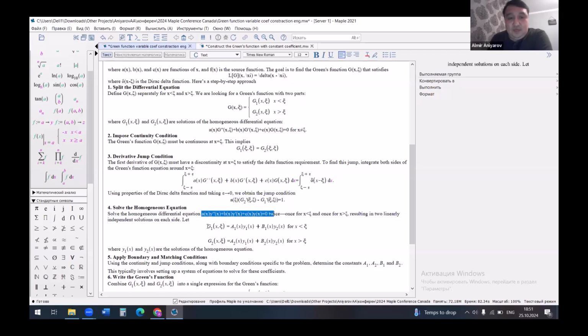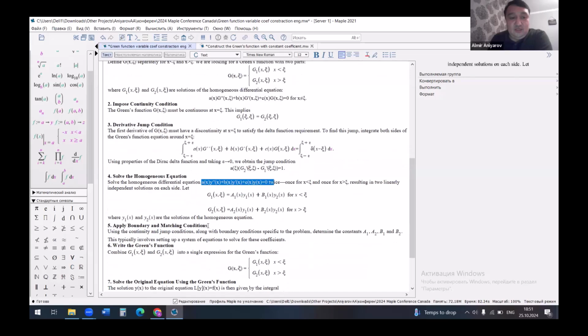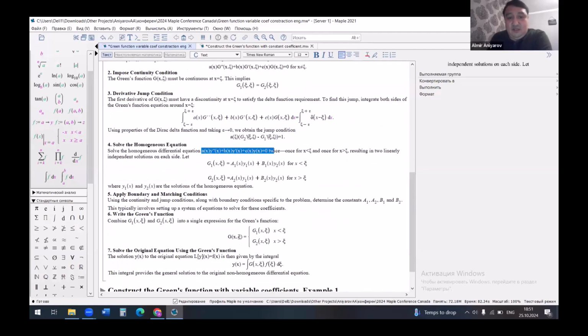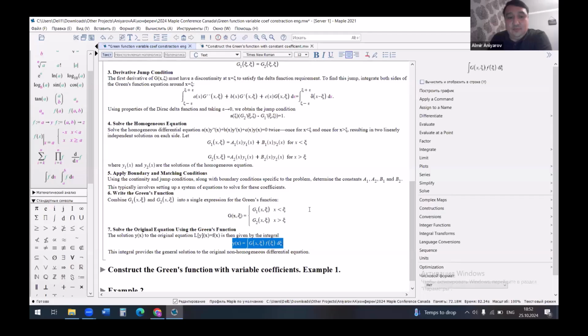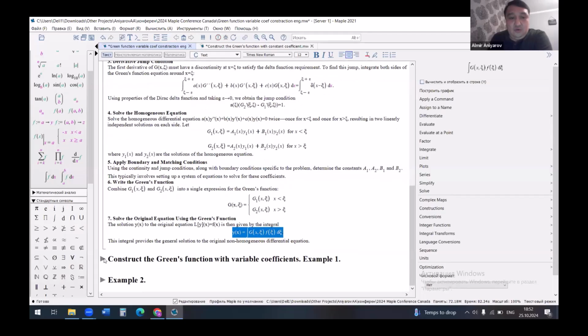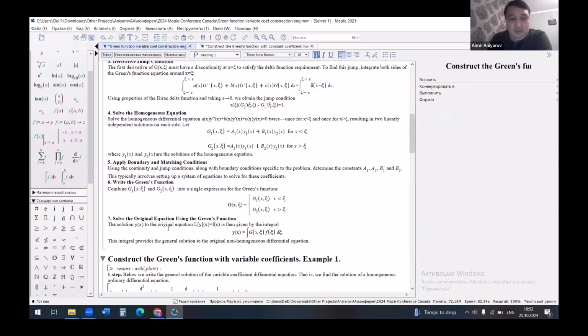After that, we find the coefficients A1, B1, A2, B2 and solve these equations. Then we apply the boundary conditions of the differential equation and write the Green function. The last step is to solve the original differential equation with the Green function, which looks like this form. And I can show two examples maybe.